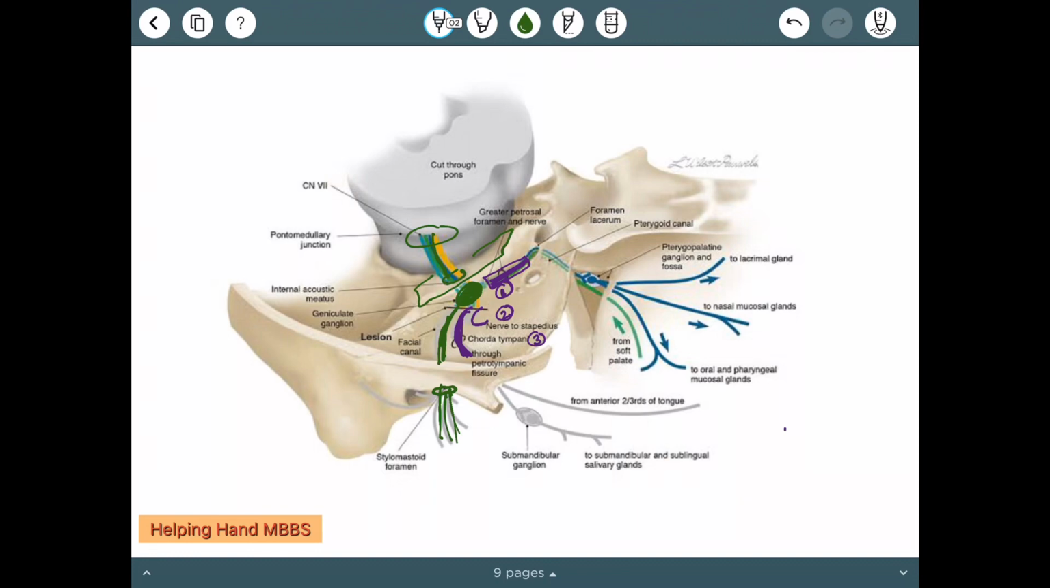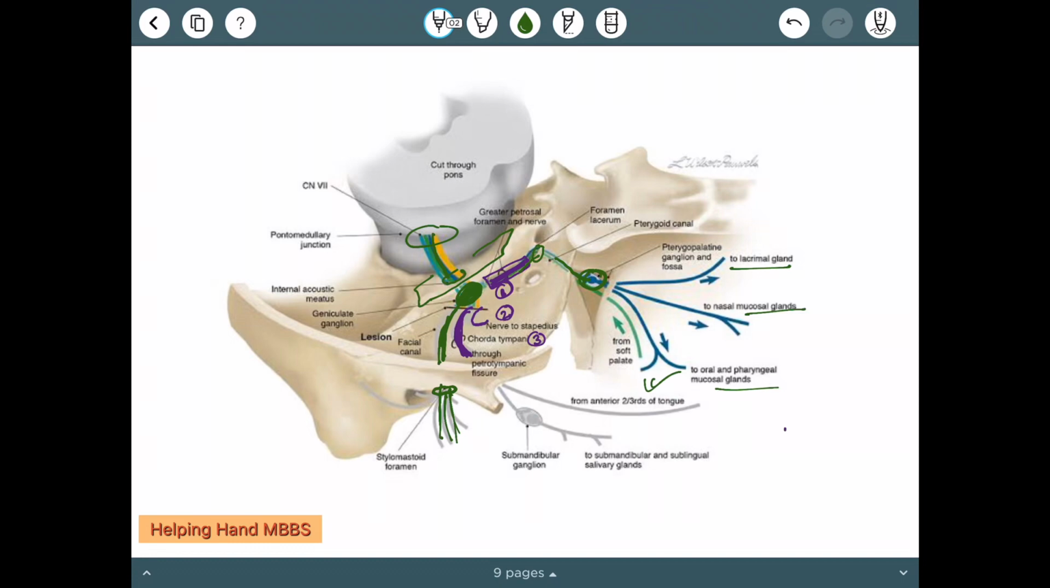So this is our foramen lacerum, and the greater petrosal nerve along with the deep petrosal nerve forms the nerve of the pterygoid canal, the Vidian nerve, and enters the pterygopalatine ganglion. In the pterygopalatine ganglion it then supplies the lacrimal gland, the nasal mucosal glands, and the palatine glands, etc.